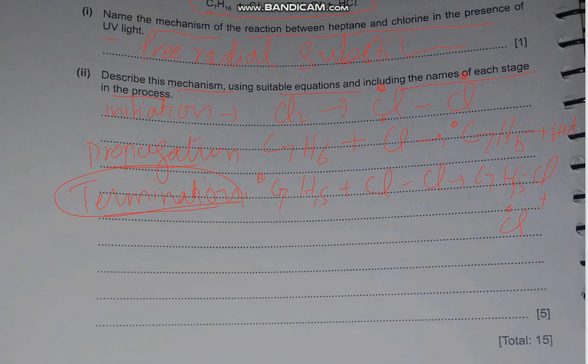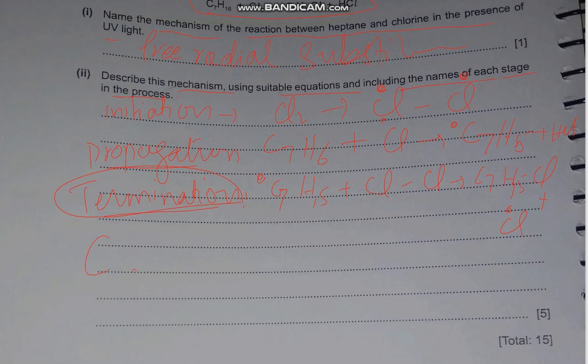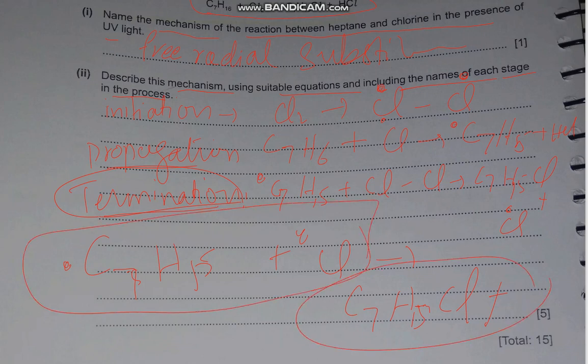We identify the termination step as the step in which only the reactant side contains free radicals. For example, here we can see C7H15 free radical plus Cl free radical. It will go as C7H15Cl. So this is the termination step in which only the reactant side contains free radicals.